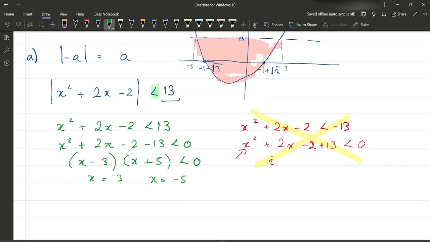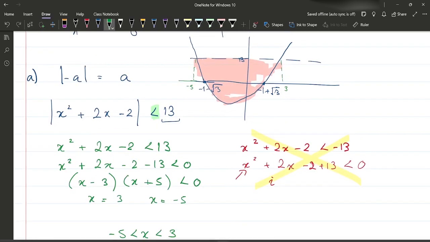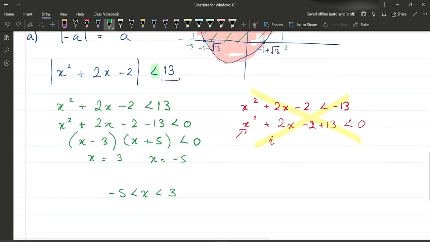We just have to write the range, and x can be less than, oh, hold on, x can be greater than minus 5. That's what I meant. And x can be less than 3. With this range, all these values are included, all of them over here. So that's how you do it. And that's pretty much it.